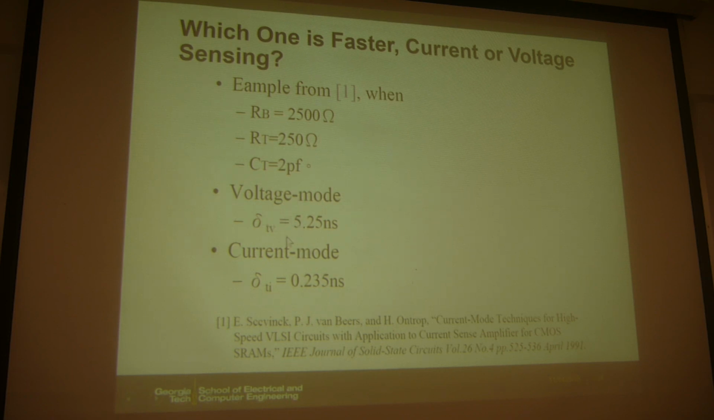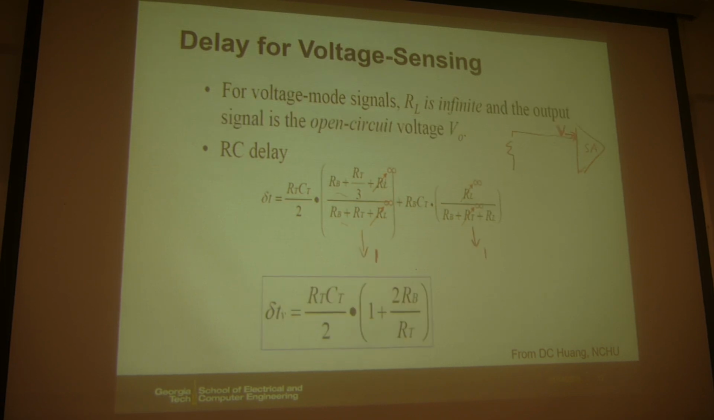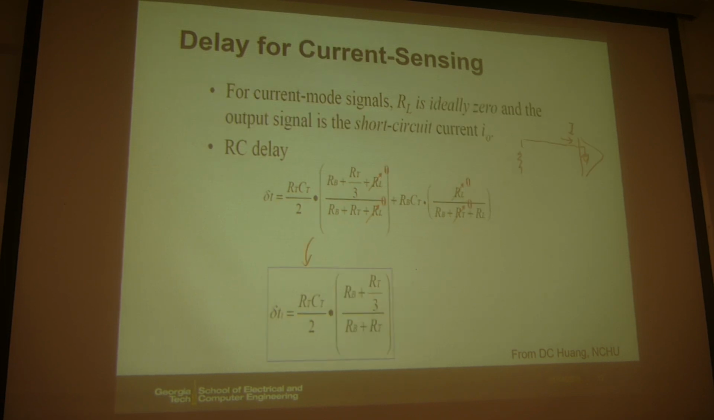The voltage mode is like 5 nanoseconds, and the current mode is like 0.2 nanoseconds. So this is in this example with those parameters. Okay. And here you see that current mode is faster. If we look at the equations, current mode is always faster because the factor that it's multiplied by is always less than 1, whereas this one has 1 plus something.